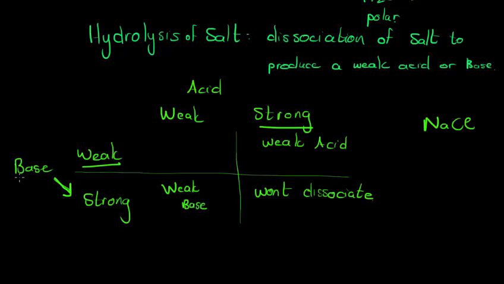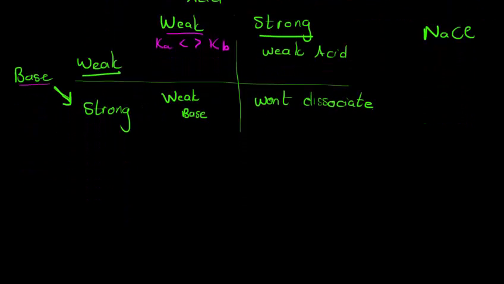If I have a weak base and a weak acid, then I'm going to have to look at the Ka value compared to the Kb value. Whichever one is greater. Maybe I'll show you what Kb is just now. So then we actually have to go and measure a value.